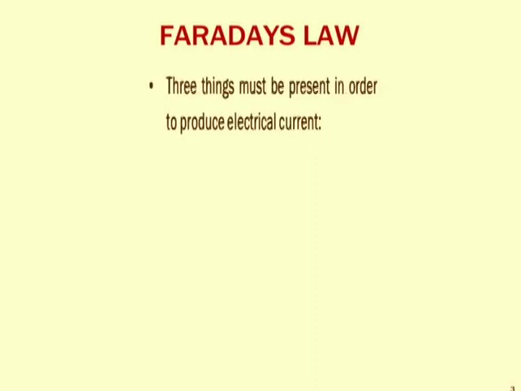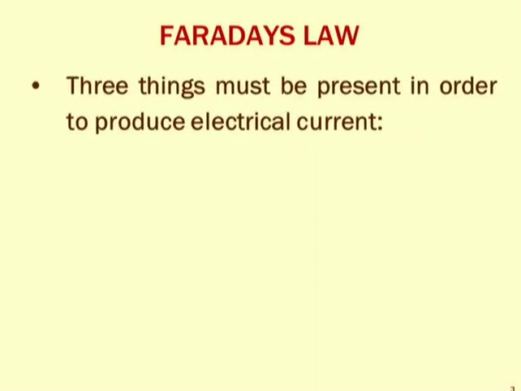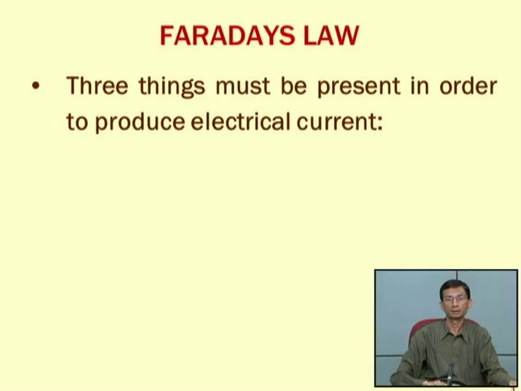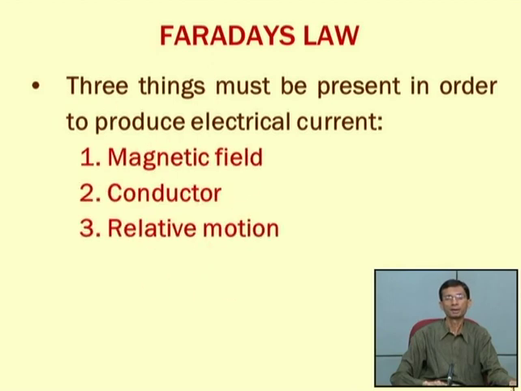Now three-phase generation, that is our final objective, to understand what is the three-phase generation. So now you will learn Faraday's law, and as per Faraday's law, three things must be present in order to produce the electrical current. Very important. The first thing is the magnetic field. Second is the conductor. And third is relative motion.